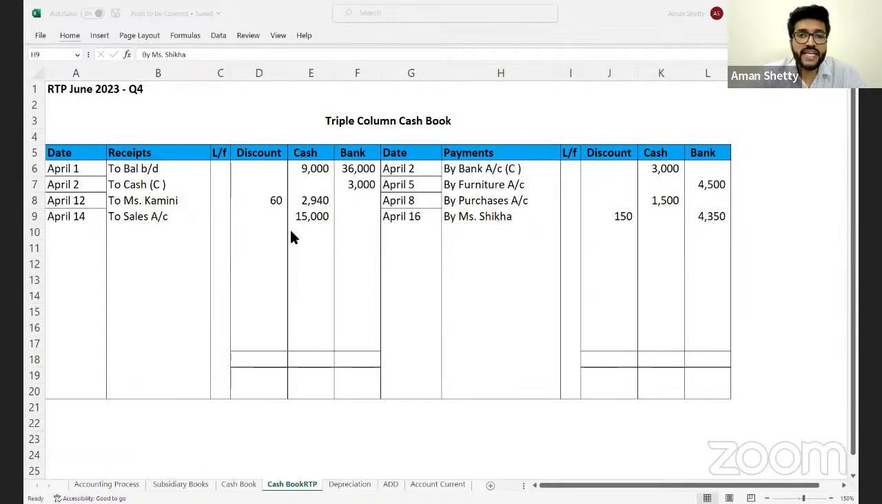April 19th, paid into bank 1,500. That means bank will be debited, correct? To cash. In the bank column, rupees 1,500.